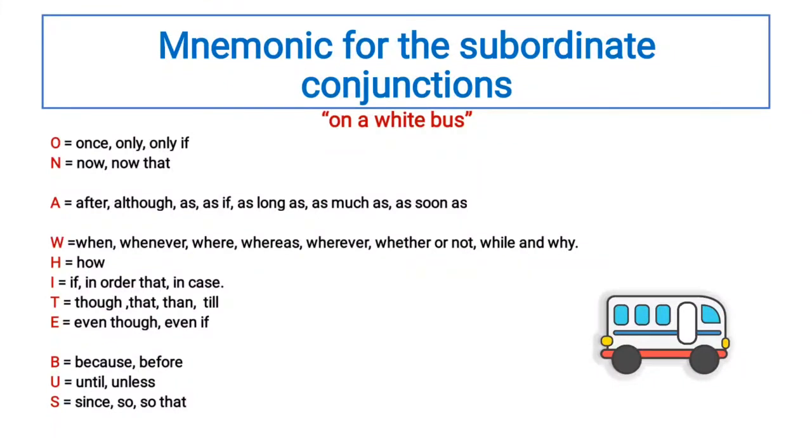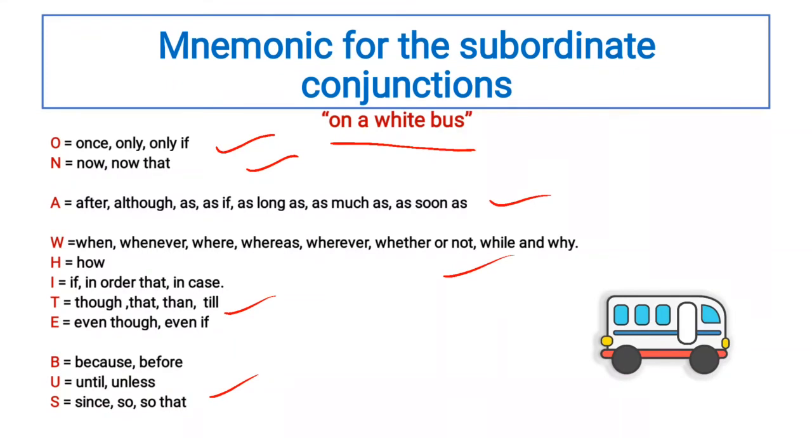Now, let me give you a mnemonic to remember all the subordinate conjunctions. Now, what is a mnemonic? It is a learning technique that helps information retention. You can pick a phrase or any fake name to remember anything. And here, on a white bus is a phrase with the help of which we can remember all the subordinate conjunctions. And here is the list of all the subordinate conjunctions.